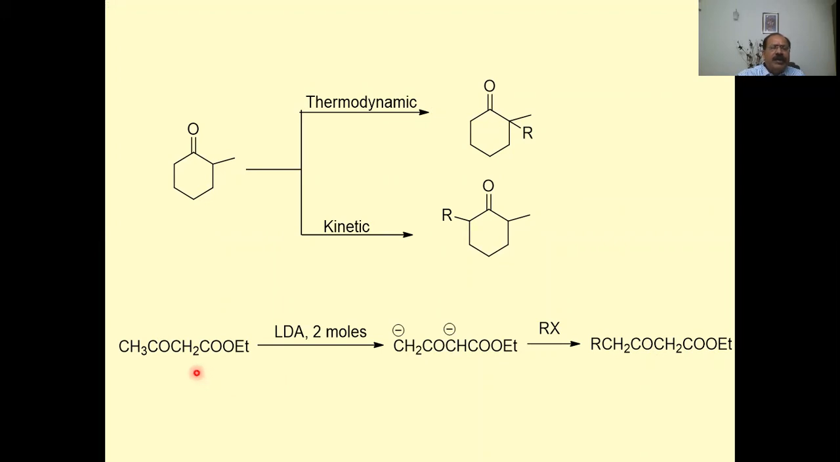If we treat ethyl acetoacetate with 2 moles of LDA, a strong base, what happens? A dianion is formed. Of these two dianions, one is softer, one is harder. This is softer because it can undergo resonance stabilization with two ends, whereas this can undergo resonance stabilization only with one end. But this is more acidic and it is formed first, and therefore we have to use a strong base and two moles to generate this dianion.